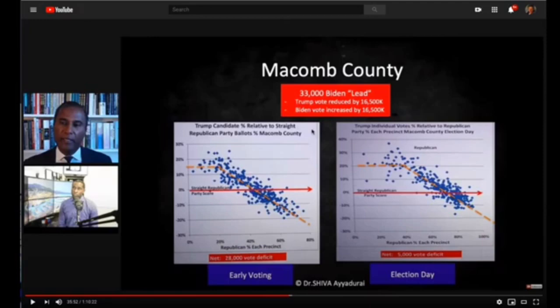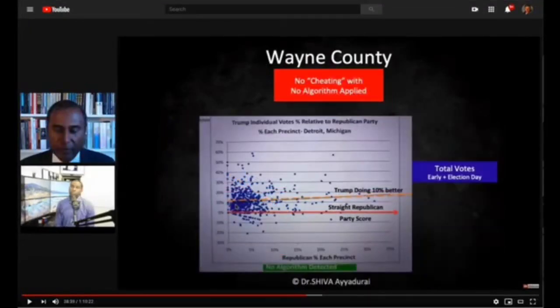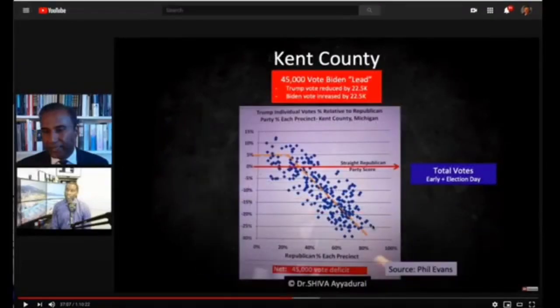Let's look at the next one. Here's Wayne County. Sorry, that's not the one I wanted. I wanted to come back to that. Here's Kent County. Now, on this one, they have taken both early voting and election day voting and put them onto the same graph. But you can see that Trump is way above the line in areas that have poor Republican turnout. And once you get to about 25, 20%, somewhere in there, all of a sudden, Trump starts to do worse and worse the more Republican the vote gets.